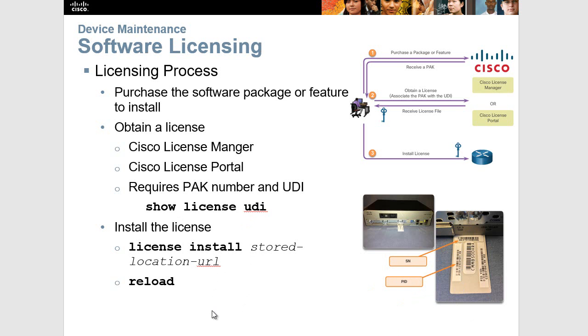Once you obtain that license, you're going to do a license install, and then point to wherever that license is located. You'll probably have an XML file of some sort on your device, which would be on flash 0:, or maybe it's on a TFTP server. Wherever that file is, you're going to do a license install of that file, then do a reload.